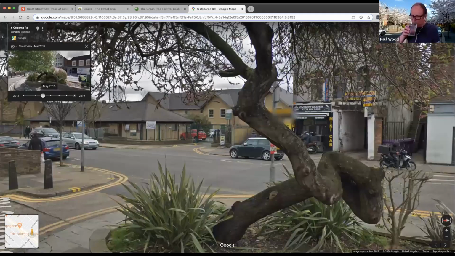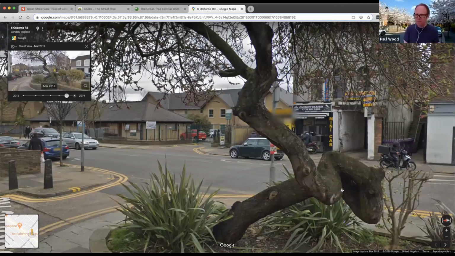And you can see that this is in March 2019. It's finished flowering. I'm going to go and see whether I can see some, and this is March 2018, and this is it in flower. So here you have it in March 2018.